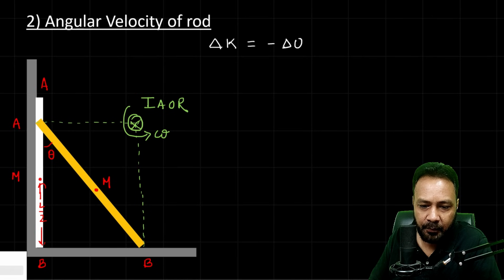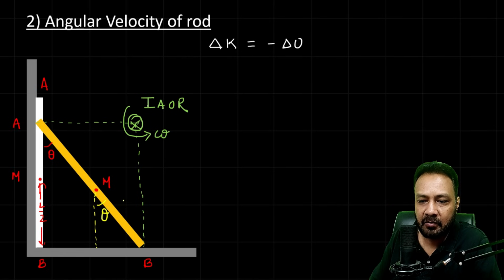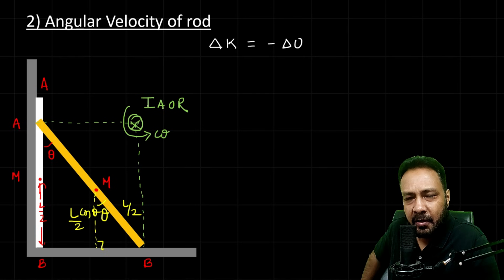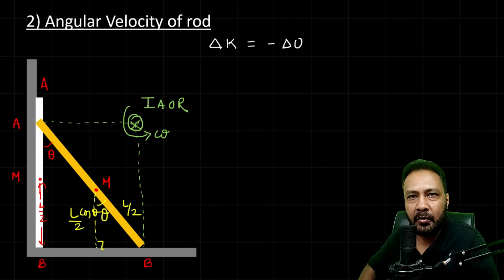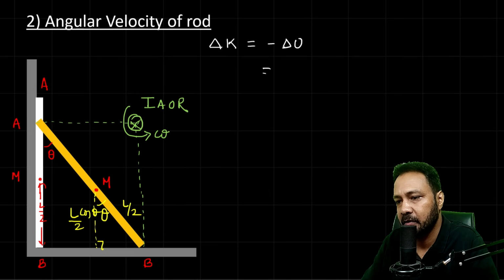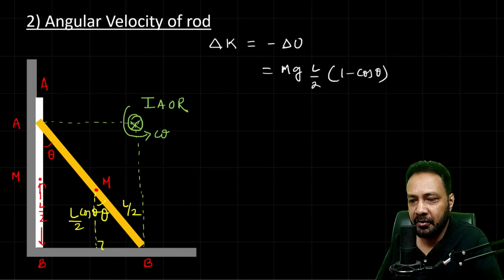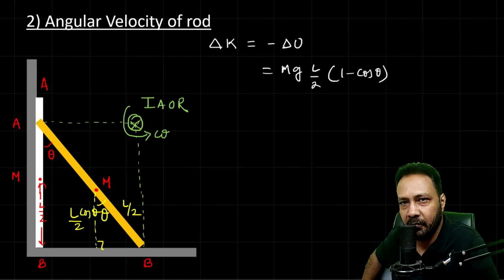and so now for the new height, this will make angle theta from vertical. MB is L by 2, so this length would be L by 2 cos theta. So the center of mass height has gone from L by 2 to L by 2 cos theta. So loss of potential energy would be mg L by 2 (1 minus cos theta). And gain in kinetic energy: initially it was at rest, so there was no kinetic energy. Now whatever kinetic energy there is, that is the gain.